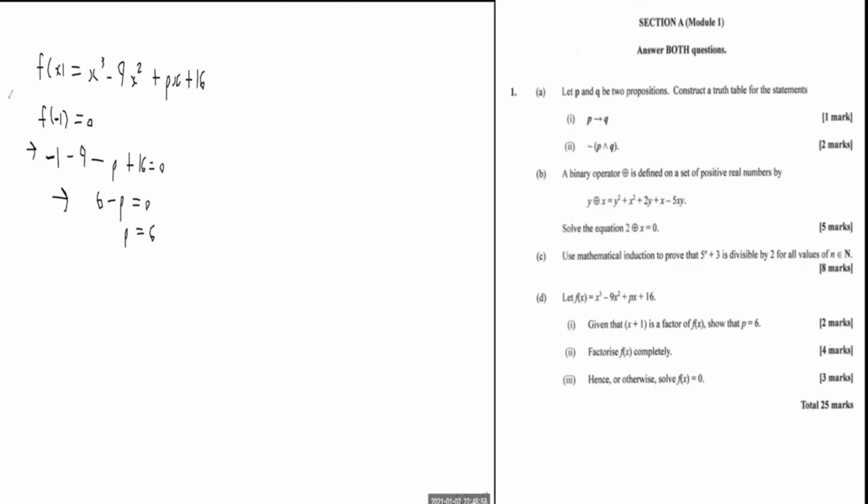So that takes care of part 1. Let's see what else they say. They said to factorize f of x completely. To factorize f of x completely, it's best to do polynomial division. So let's go ahead and do our polynomial division. Given that we already know one factor is x plus 1, we can divide it by x plus 1. All right, so let's do the polynomial division. We're going to divide it by x plus 1.